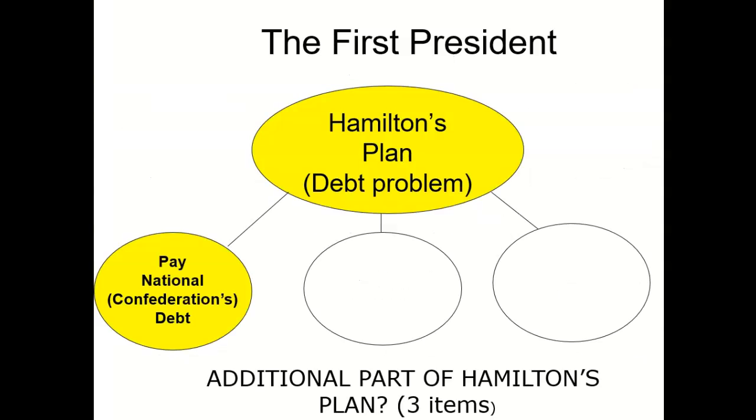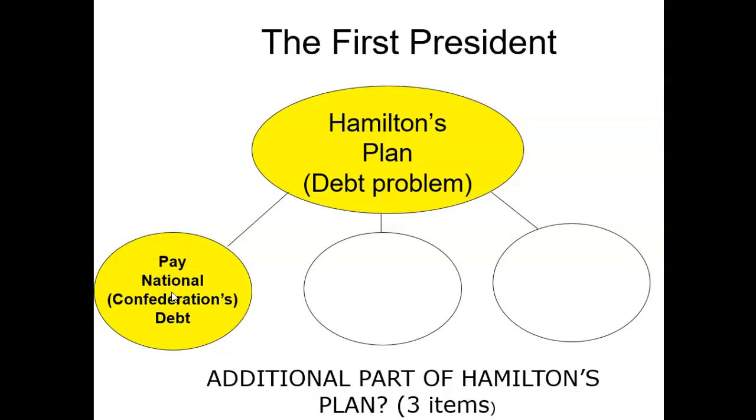So the first one was he wanted to pay the nation's debt, or the national debt, which was considered the Confederation. That would be the Articles of Confederation. The government the United States had while we were fighting Great Britain was under the Articles of Confederation. So that goes in the first box.